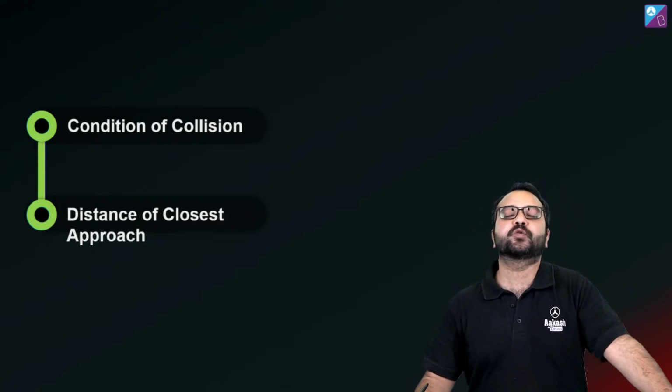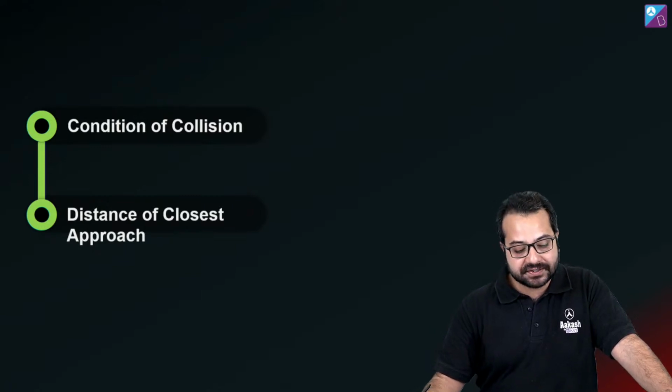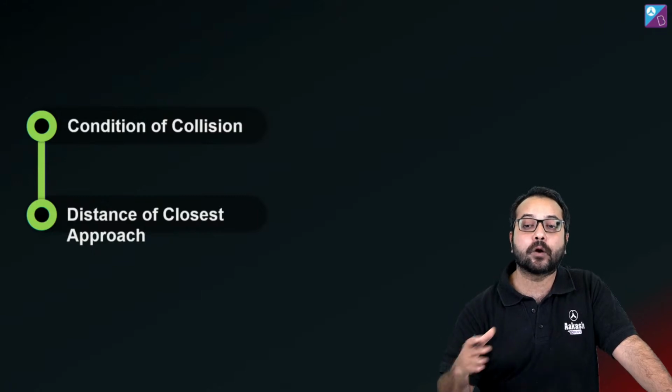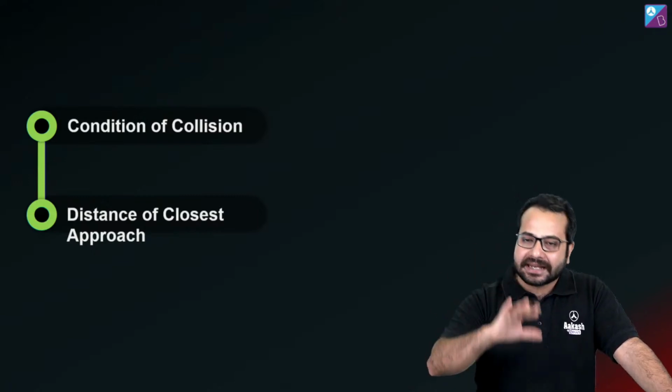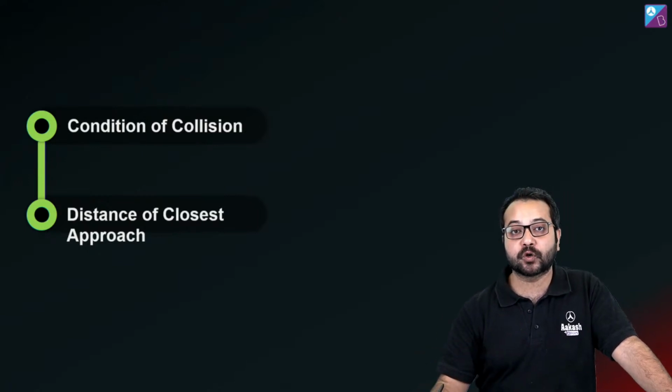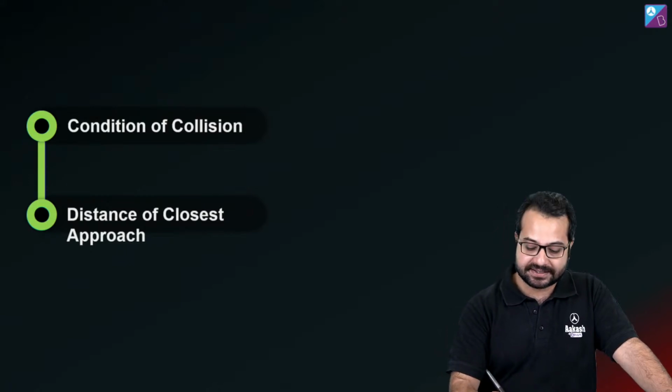So there are two things we are going to look at. First is the condition for collision. If two particles are colliding, when would they collide? And if they are not colliding, then we can find the distance of closest approach, which is the second thing on our agenda today.